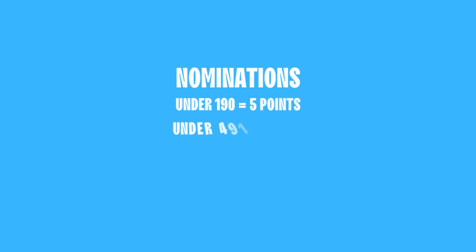Nominations. Under subclass 190 of the visa stream and subclass 491, we discussed that there might be a need to have nominations from a state or territory government, and under 190, if you have such nomination, you get 5 points. Under 491, if you have such nominations, you get 15 points.